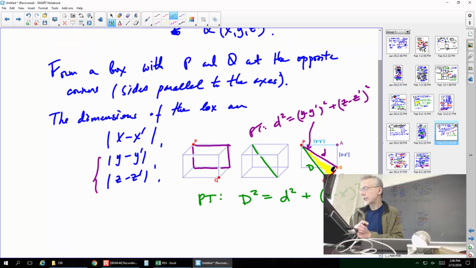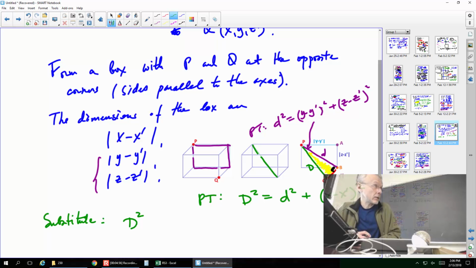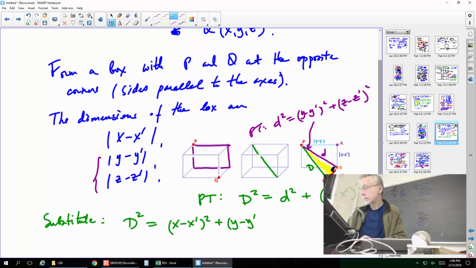And that pretty much takes care of everything, because now we substitute. We have to substitute in my distance, D squared, the diagonal distance. What is it in fact? It is x minus x prime squared plus y minus y prime squared plus z minus z prime squared. Okay, and that is the formula for the distance between these 2 points.